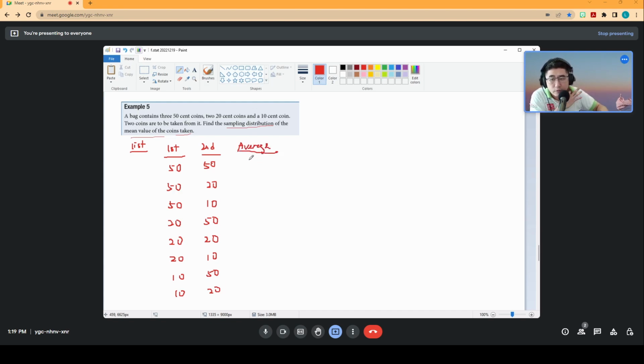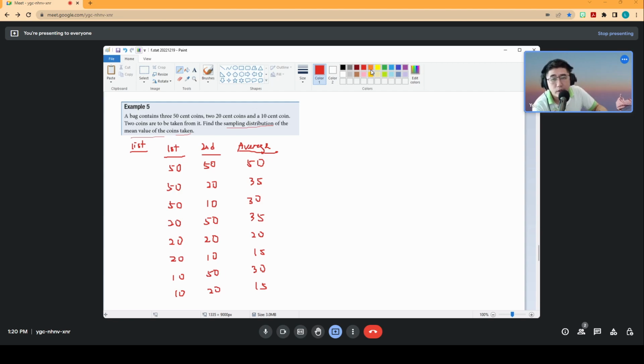Okay, what will be its average? It will be 50. So this one will be 35. This one will be 30 here. This will be 35. This will be 20. This will be 15. This will be 30. This will be 15.